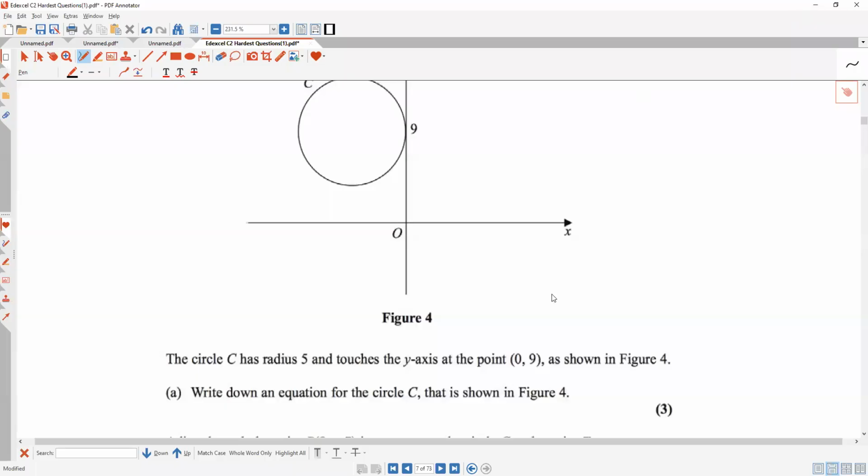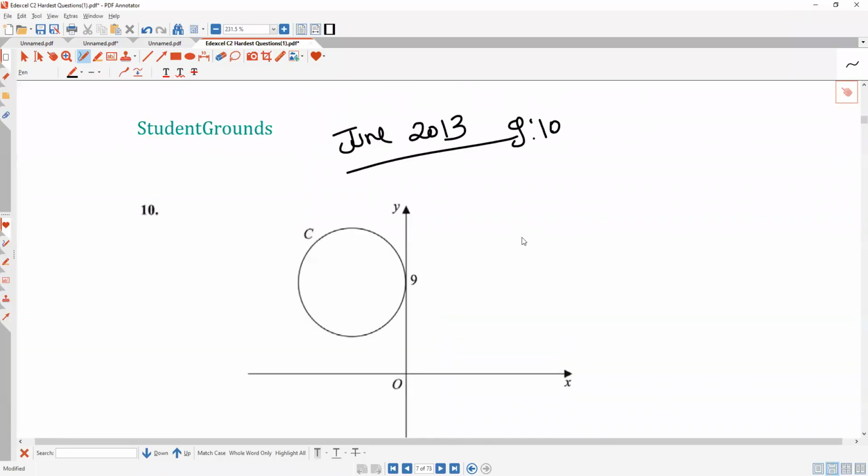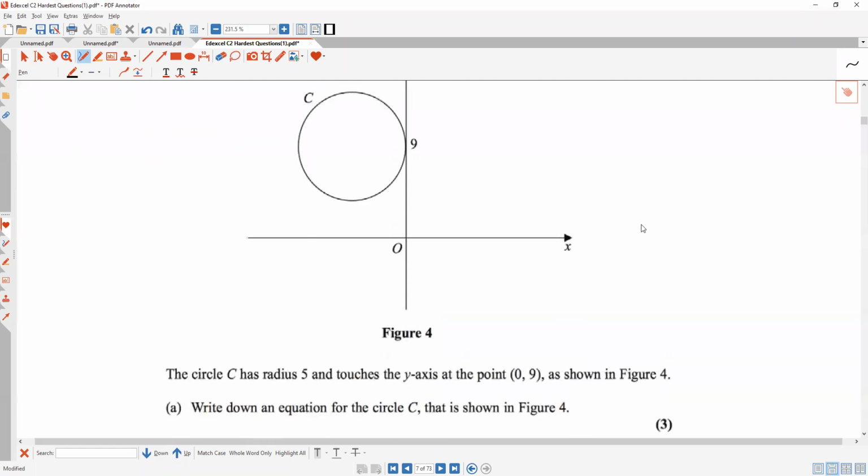Let's resume recording. So this is a question I found. It's actually a very confusing question. June 2013, question number 10. Okay. So the first thing they said is write down the equation of the circle, but they already informed that the radius is 5. Now to find the equation of the circle, I need the center. Here, I don't know the center. How will I find the center?